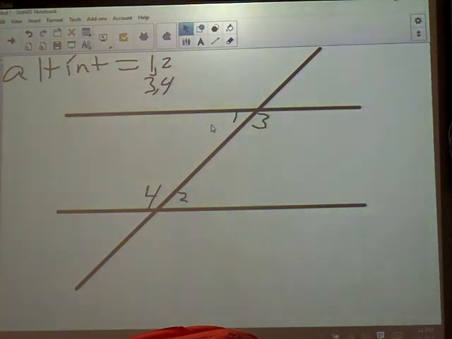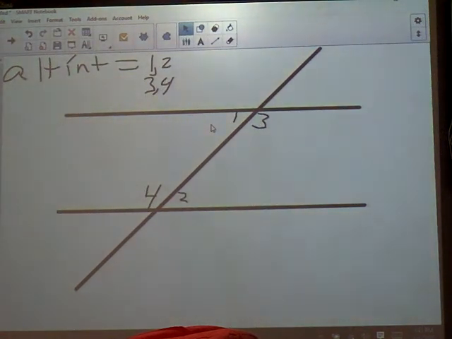Could I have any more alternate interior angles? Rachel's the only one that knows. Could I have any more alternate interior angles? Good. Chase is on board. No, because that's all the ones that are interior. So you got that covered.